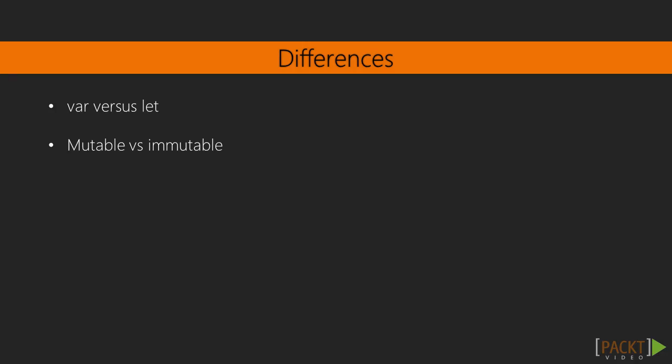Now, let's talk about the two main differences between variables and constants in Swift. Variables are declared using the var keyword, and constants using the let keyword. Variables are mutable, while constants are immutable. This means we cannot change the value of constants anymore once assigned.